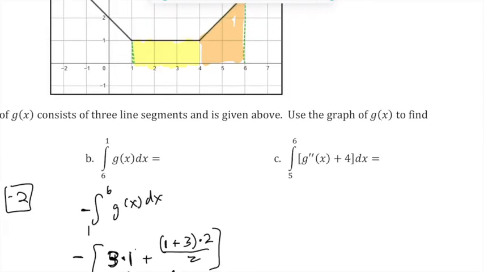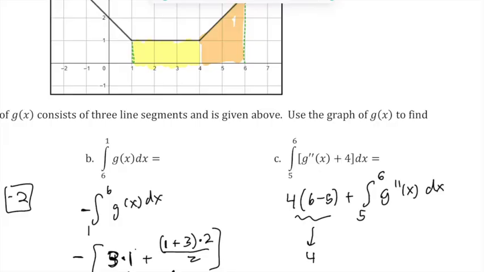Part C, we do have a couple properties that we need to use. So we do have a constant outside the integral, so we're going to pull that out and then multiply it by the difference of the boundaries. Now again, this is an integral and this is a double derivative, so the integral is going to cancel out with one of the derivatives. So if we simplify, that gives me 4, because it's 4 times 1, plus this is going to be g prime of 6 minus g prime of 5.